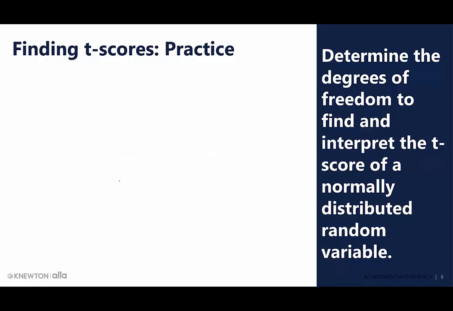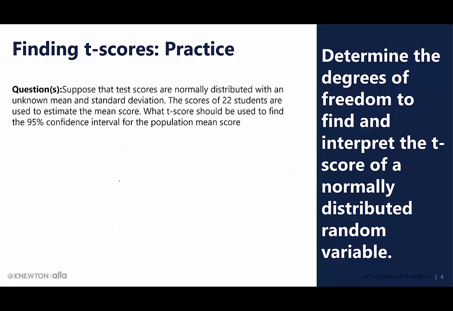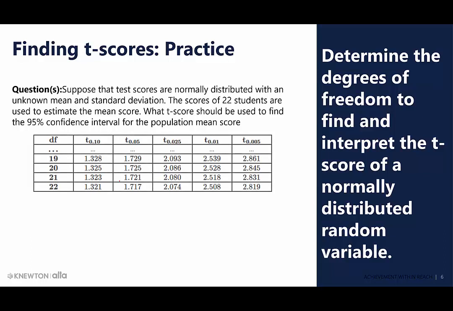Let's try that one more time. Once again, scores are normally distributed with an unknown mean and standard deviation. The scores of 22 students are used to estimate the mean score. What t-score should be used to find the 95% confidence interval? We're trying to find the t-score. Once again, find your degrees of freedom.